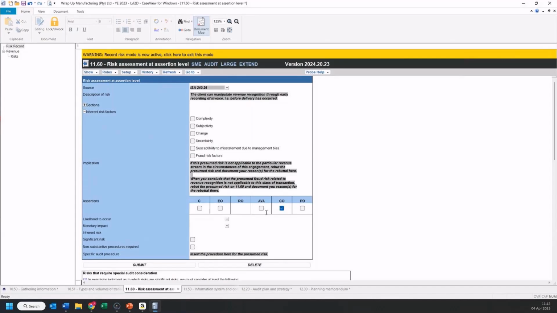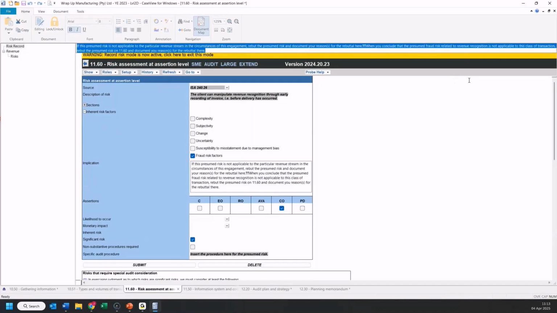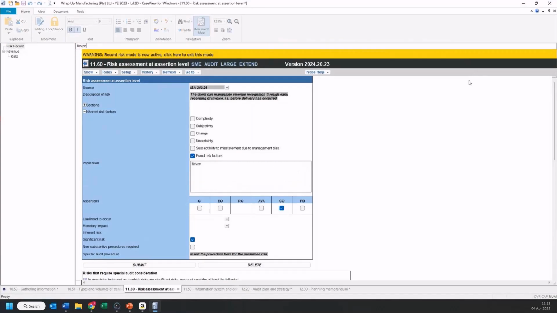But thankfully for today, we have the cutoff assertion, and that now has its own special little assertion category. I love it. My day was made when I saw it. All right. So this again is a fraud risk factor because the client would be manipulating my items. Still, my sections are minimized. It's revenue, and I'm not picking anything else at this point in time. So for fraud risk factors, the implication is again that revenue may be overstated.